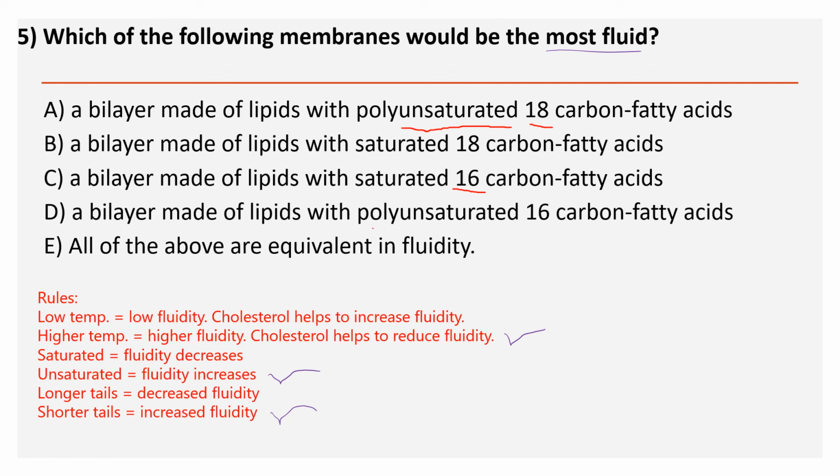So that would be more fluid, and then 16 carbon. That's a shorter tail, so it's got two factors going for it. It's a shorter tail, which is more fluid, and it's unsaturated, so that's more fluid also. And then E, all of the above are equivalent in fluidity. No. So our answer is D.